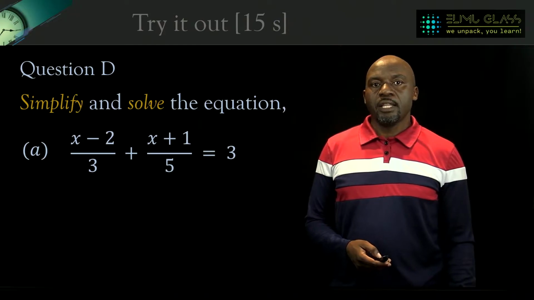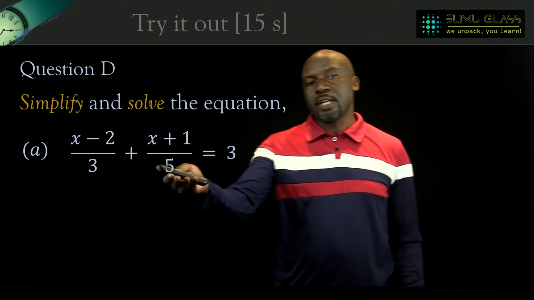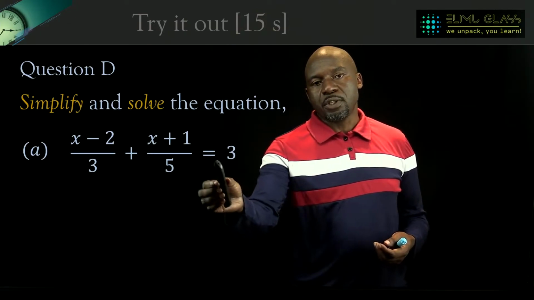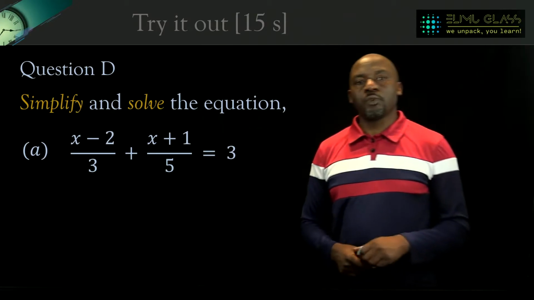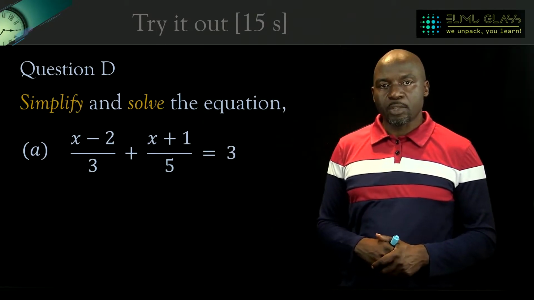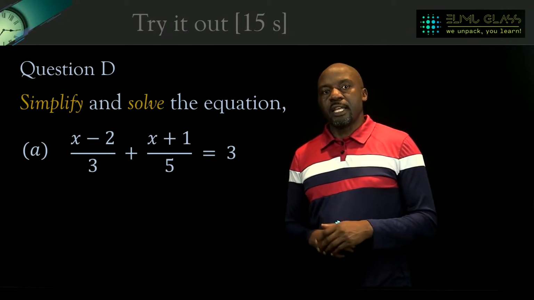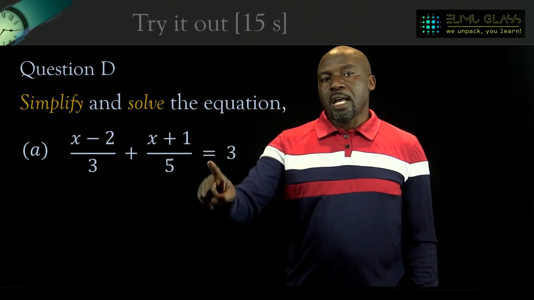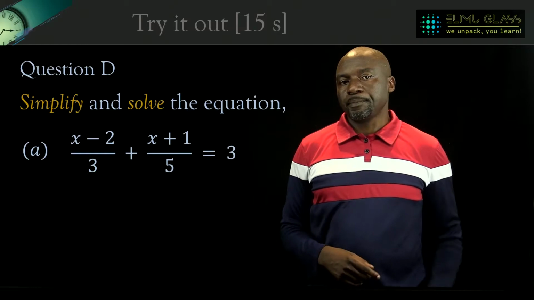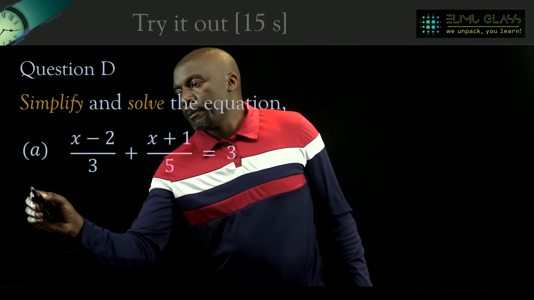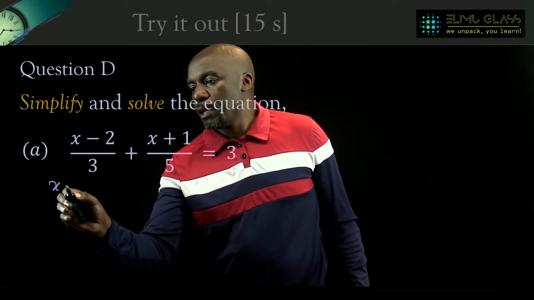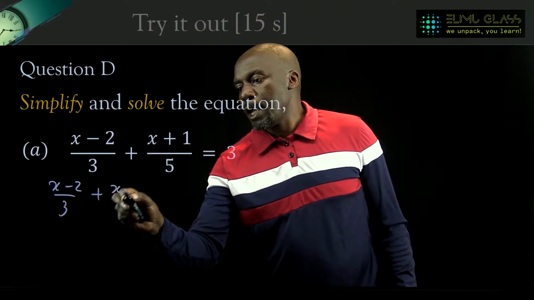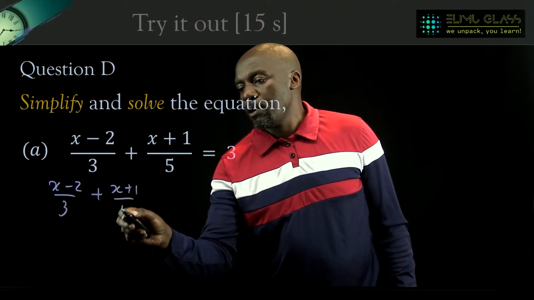So simplify, then solve the equation. This is now an equation because we are saying it is equal to 3 or equal to something else. So when you see an equal sign there, then we can refer to it as an equation. Otherwise, it's merely an expression. So simplify first and then solve the equation. Once again, these are algebraic fractions. I can write 3 as 3 over 1. So I start by saying (x minus 2) over 3 plus (x plus 1) over 5.